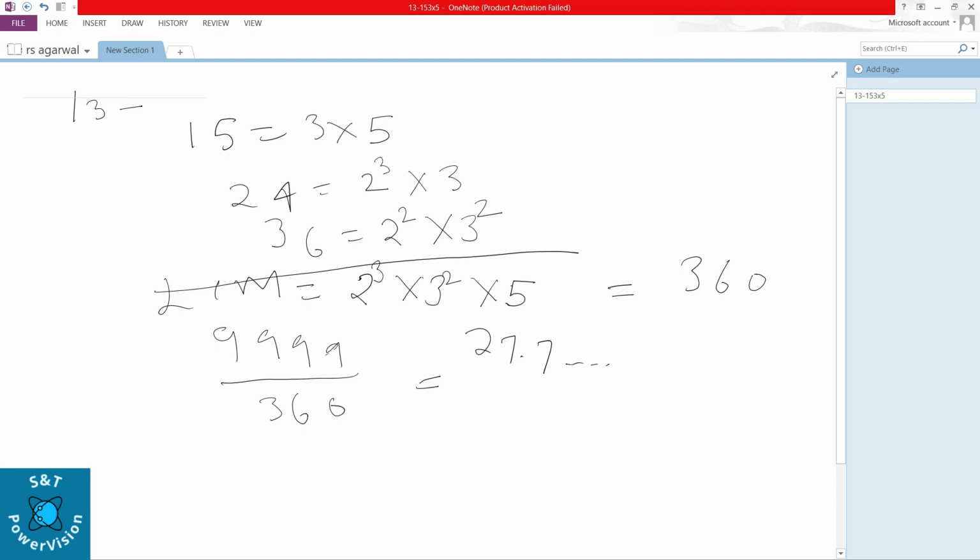So what will we do? We multiply 360 into 27. The answer is 9720. So this is the highest 4 digit number which is divisible by all the three numbers 15, 24 and 36 here. For verification, you can go and divide 9720 by the numbers 15, 24 and 36. You can cross check here.